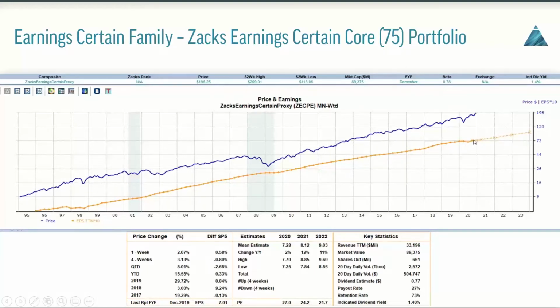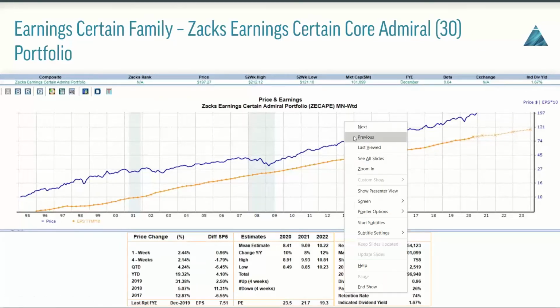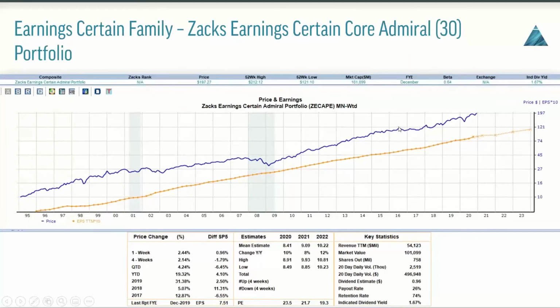You can see what that earnings line looks like in aggregate. We have just a slight dip, and then we revert right back to trend. Okay. So welcome the earnings certain core Admiral 30. This is the portfolio that we get when we strip out those 45 stocks from this particular earnings certain core 75 that were subject to some sort of reopening phenomenon.